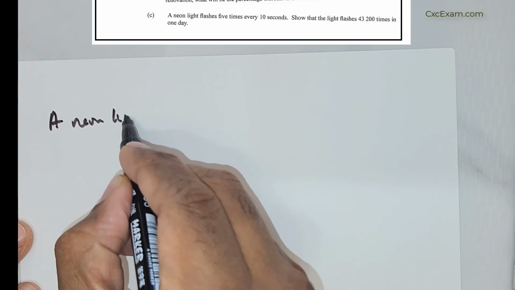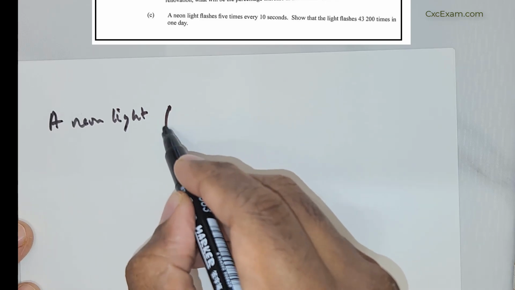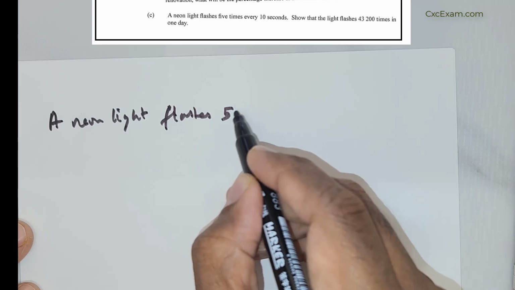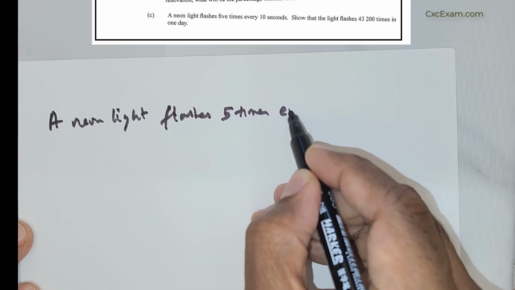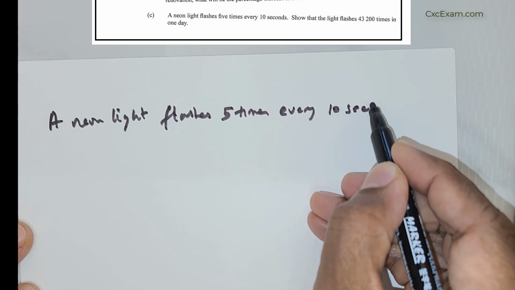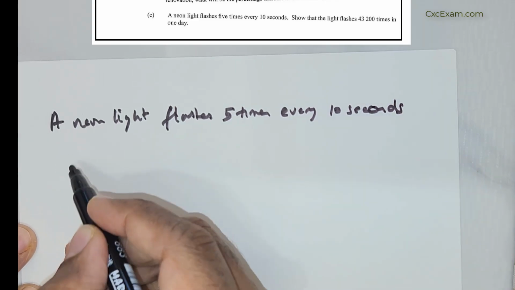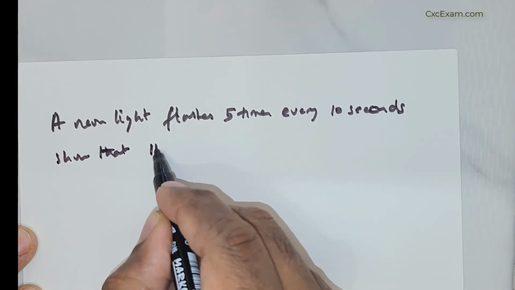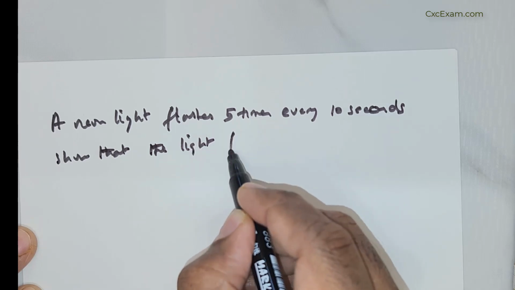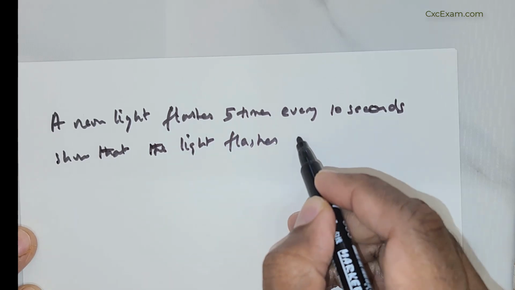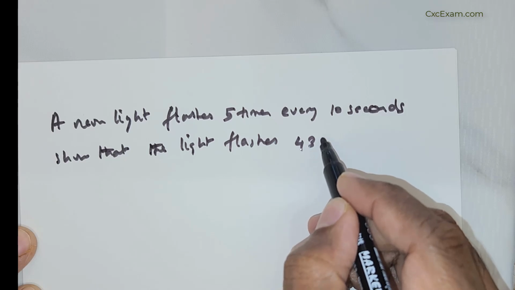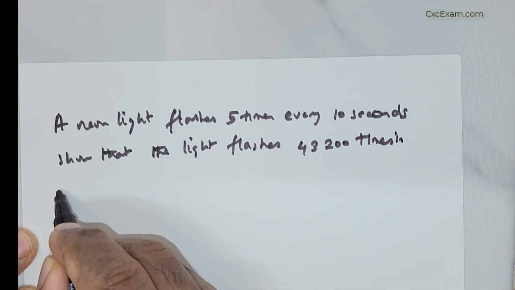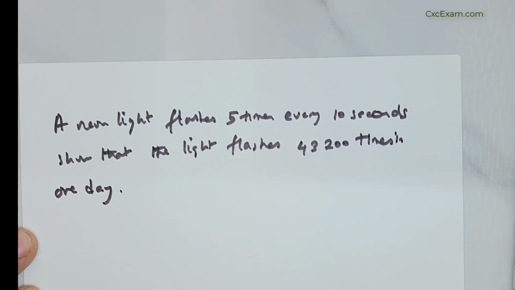A neon light flashes 5 times every 10 seconds. Now show that the light flashes 43,200 times in one day.